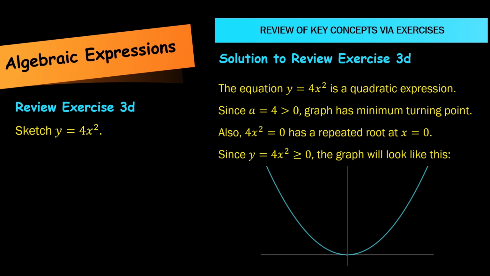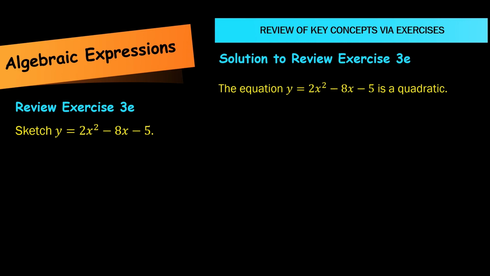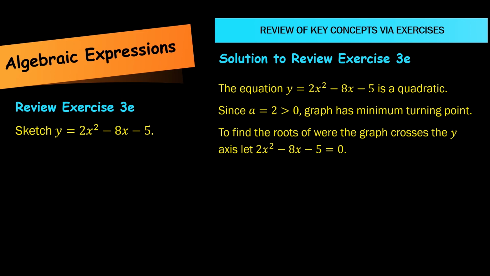Now let's take a look at exercise 3e. Again, we're required to sketch a curve. The equation y equals 2x squared minus 8x minus 5 is a quadratic again. Now since a is equal to 2 and greater than 0, the graph has a minimum turning point. Now to find the roots, where the graph crosses the x-axis, we let this equation equal 0 and then use the quadratic formula.